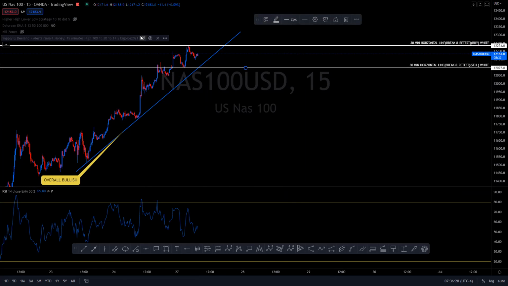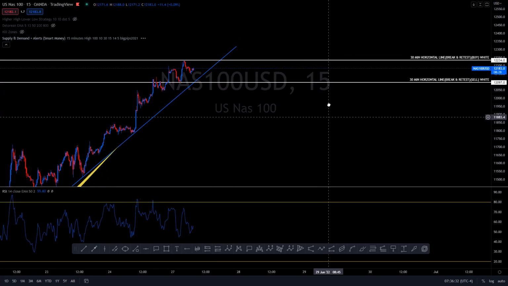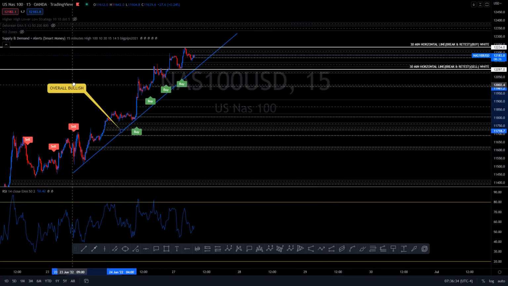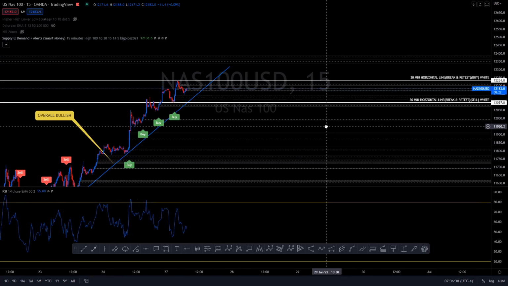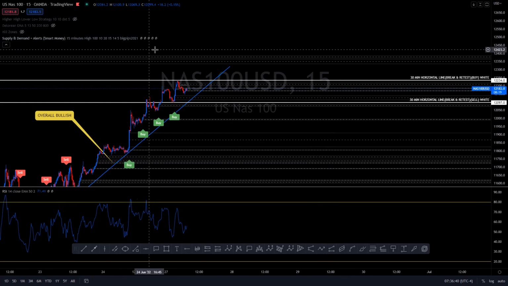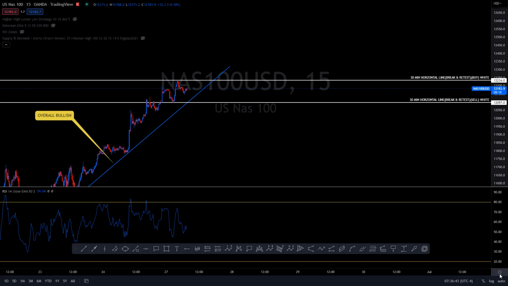Very next thing I'm going to do is just turn on the supply demand indicator. Now, when I use this indicator, and let me actually bring this up to here. First of all, let's try something.